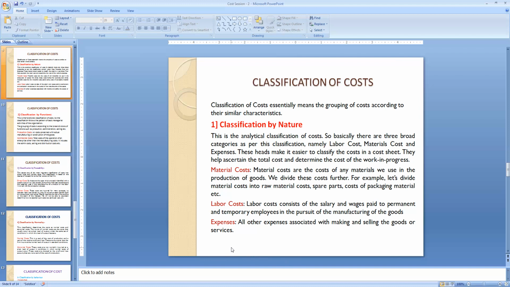The next one is indirect expense. What do indirect expenses mean? The expenses which cannot be charged to a product directly, right? Neither indirect materials nor indirect wages. They are called indirect expenses. Examples: rent, rates, taxes, insurance, canteen expenses, power, lighting, heating, depreciation. All these come in the category of indirect expenses. This is the first category.